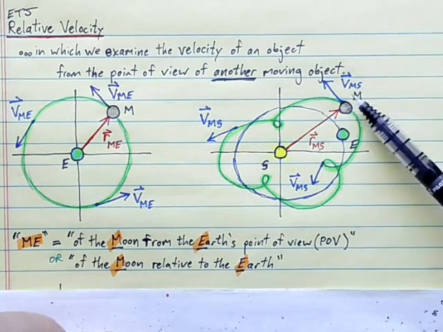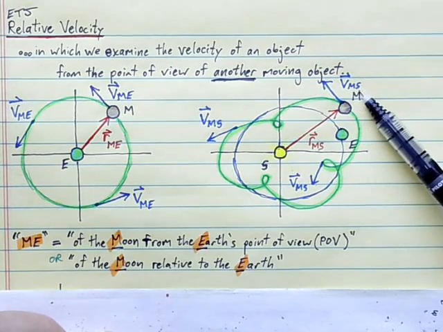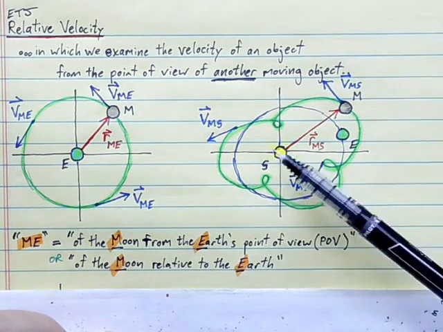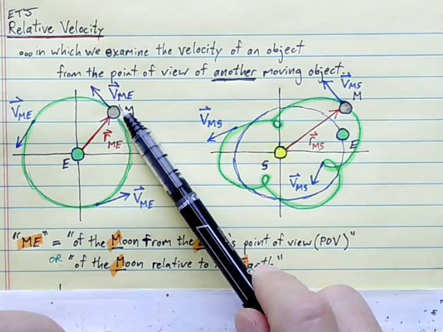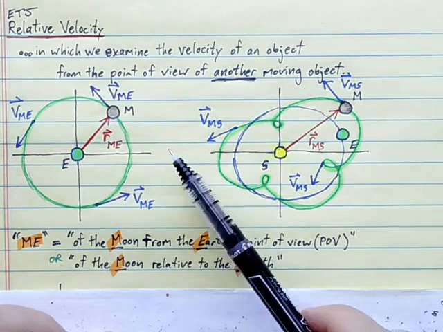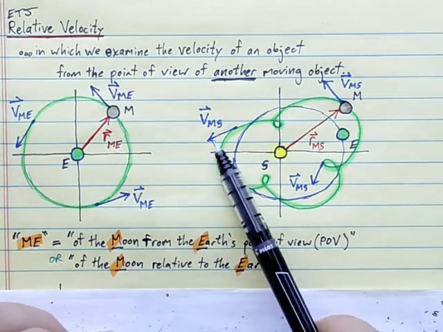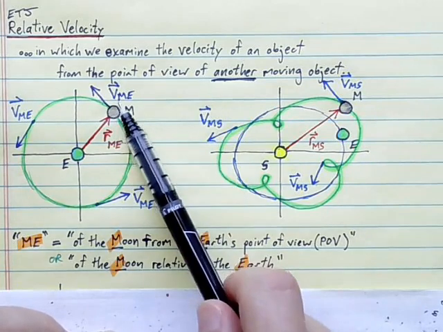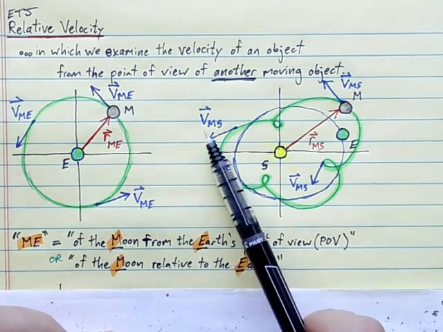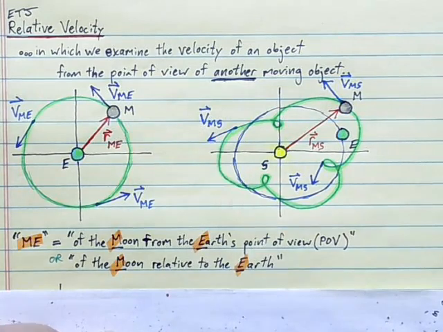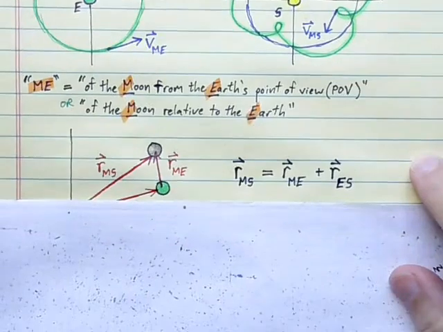So the velocity of the moon from the sun's point of view is a much more complicated thing than the velocity of the moon from the Earth's point of view. And we would like to be able to relate these two things. How does the velocity of the moon relative to the Earth relate to the velocity of the moon relative to the sun? Okay, here's how we'll do it.